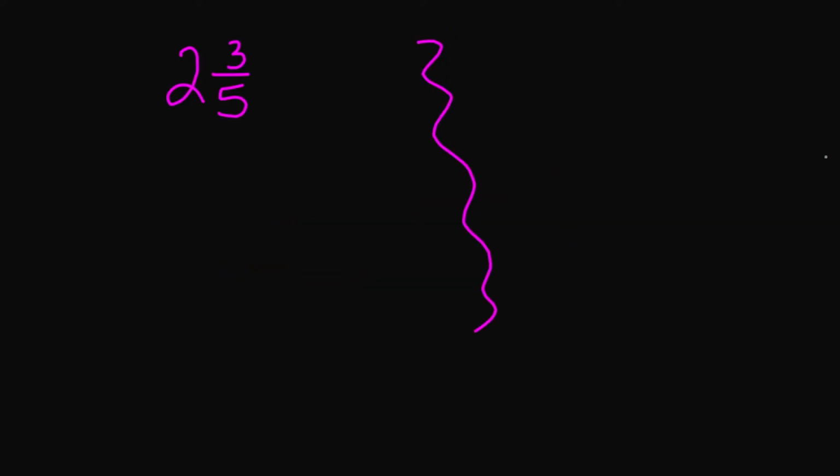So let's just look at this example. Let's look at this mixed number here. We'll turn it into a decimal. So we're going to divide 3 over 5. I'm going to put my 5 on the outside. 3 is on the inside.